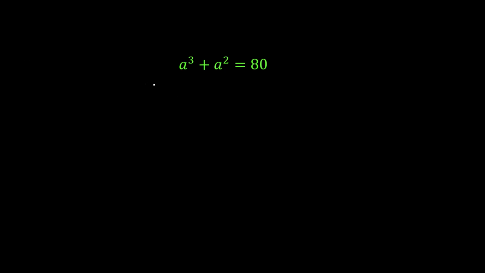So here we are given the following problem: a cubed plus a squared is equal to 80. And I'm going to provide you with the most efficient way of solving this problem. So first things first, what we could do is to get this to be a general equation, equal to 0. So we could subtract 80 from both sides. So a cubed plus a squared minus 80 is equal to 0.